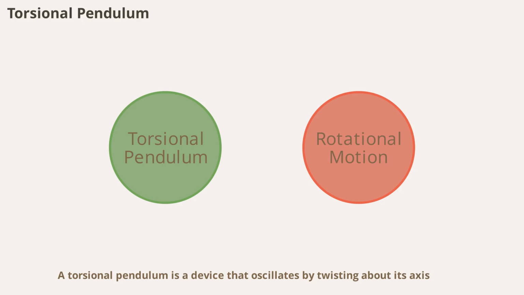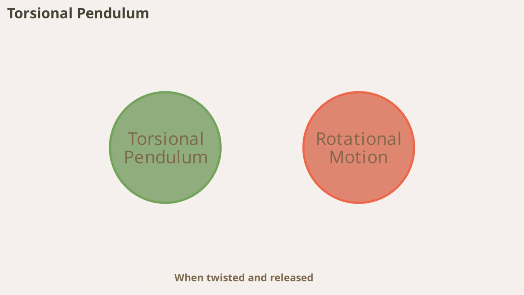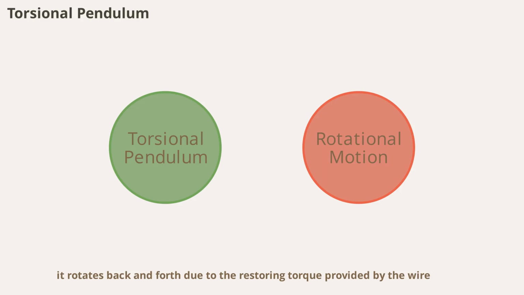A torsional pendulum is a device that oscillates by twisting about its axis, rather than swinging back and forth. It consists of a disc or bar suspended by a wire or rod. When twisted and released, it rotates back and forth due to the restoring torque provided by the wire. Torsional pendulums are used in clocks and scientific instruments to measure rotational motion and properties of materials.